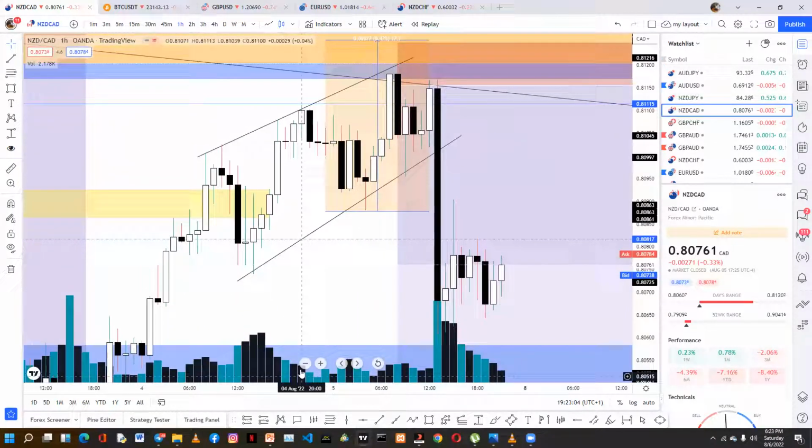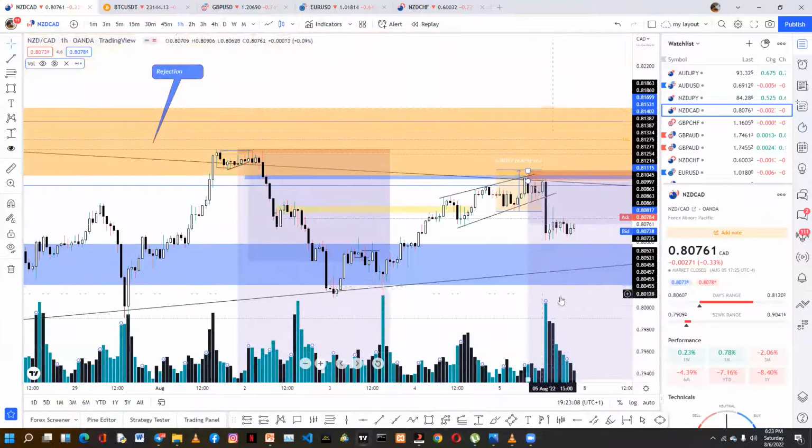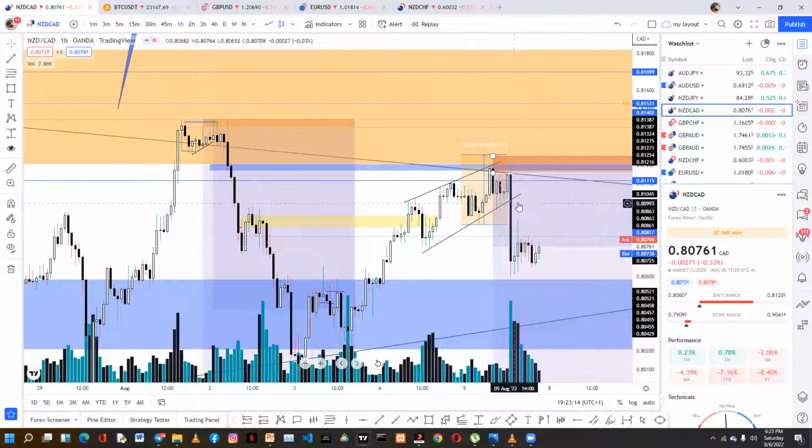Okay, so with this, I targeted. Still, I was expecting it to break, but it didn't break. Okay, so now we'll wait and see for this week, see if price is going to retest and continue. All right, thank you. That was for Nzdcad.